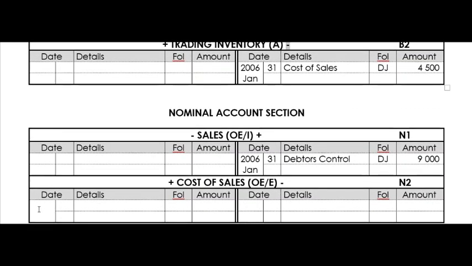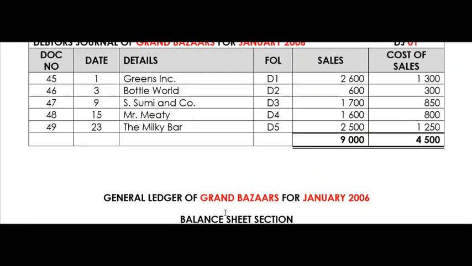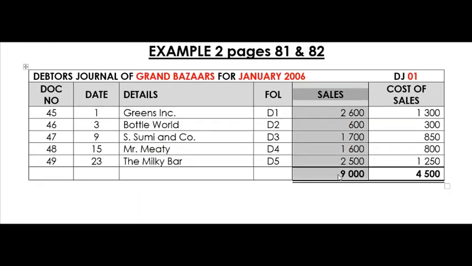And then in cost of sales, the value must go to the debit side. So you'll write 2006 January the 31st trading inventory. Why? Because it refers to the fact that this value is also on the opposite side inside the trading inventory account there, DJ and the amount. So posting is straightforward. The sales column goes to the debit side of debtors control, credit side of sales. And in debtors control, you write sales. In sales, you write debtors control. And the cost of sales column goes to the debit side of cost of sales and the credit side of trading inventory. Once again, in cost of sales, you write trading inventory, and in trading inventory, you'll write cost of sales.